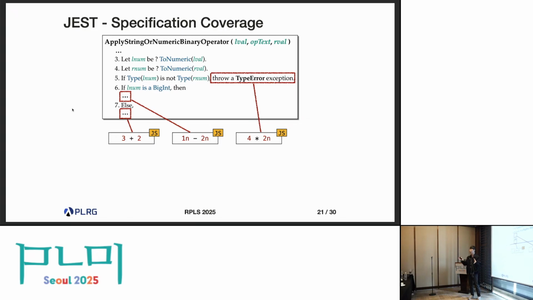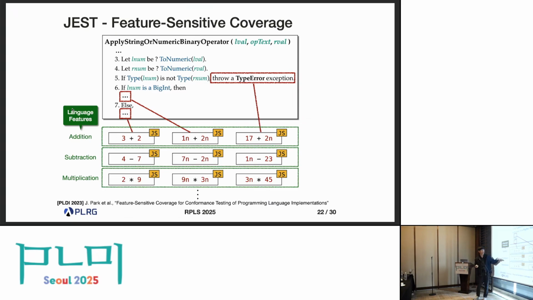We think we need to split. We need to cover all the edge cases for each language feature. So we split the context based on the innermost language feature, addition, subtraction, multiplication, and we can cover all the edge cases for each language feature. We call this feature-sensitive coverage, and we extended this concept to increase the diversity of the programs to detect many different edge cases in real-world implementations.